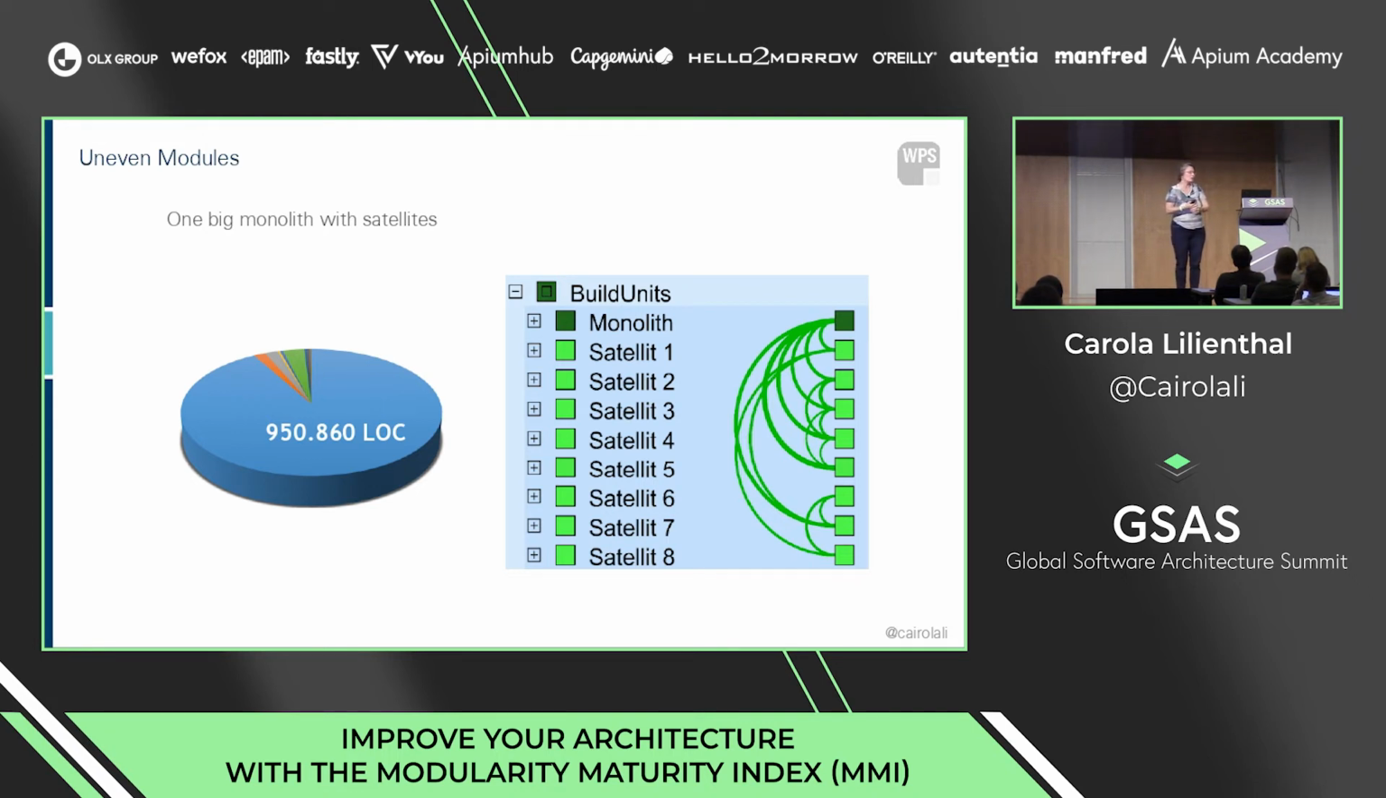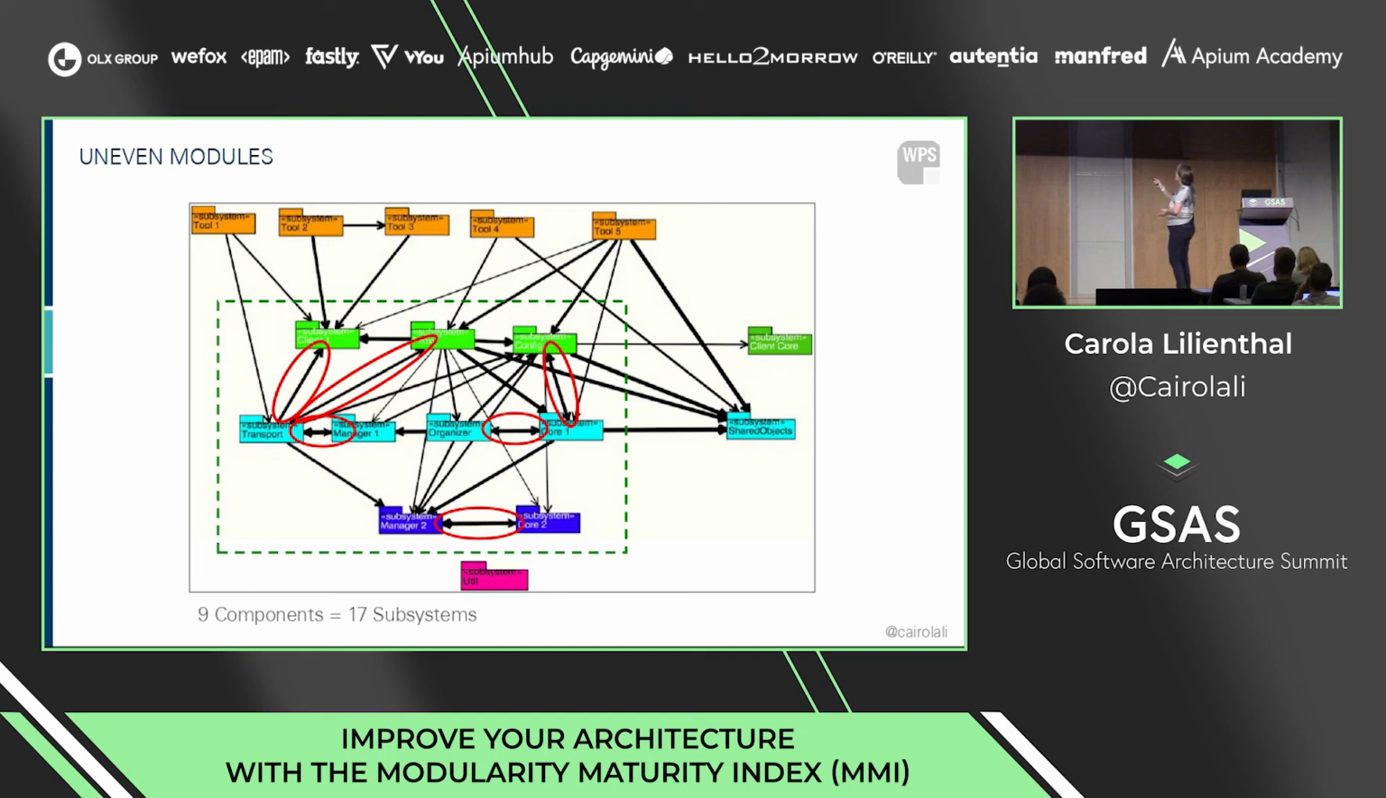This is what we advise at the beginning. If you want to cut down a huge monolith, of course, start with little bits and pieces, but this can't be the end. And then I said, well, can I have a look inside? I call this uneven modules. Can I have a look inside? And inside it was like this. These are just modules as well. It's just a bit of a different form.